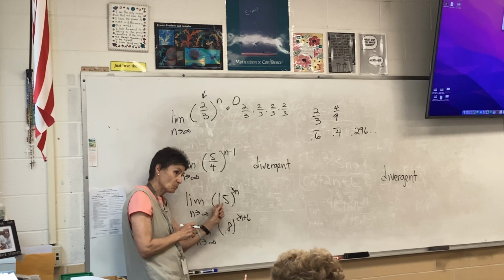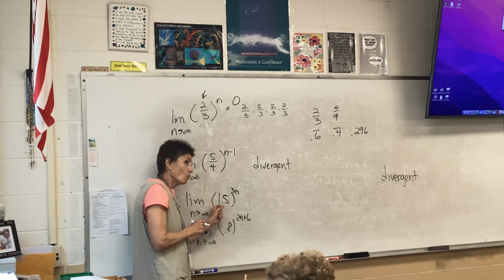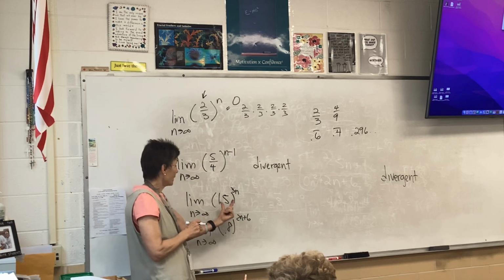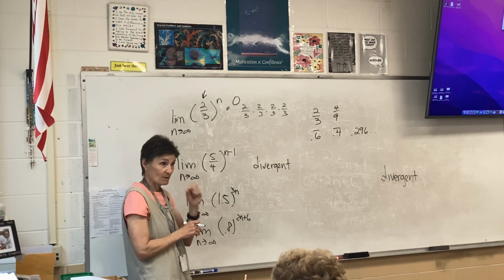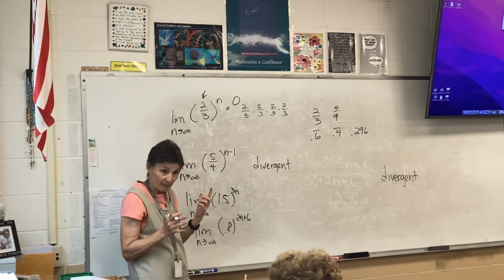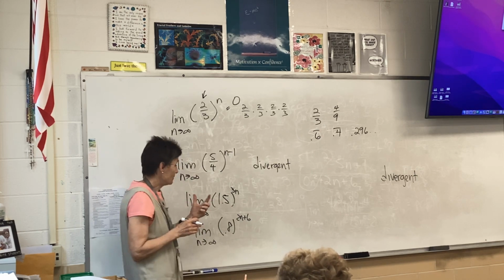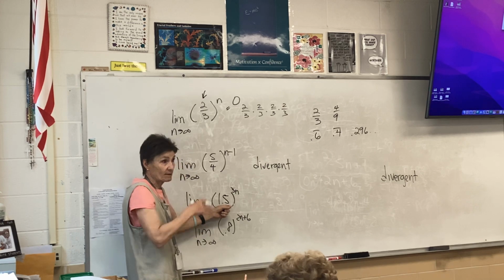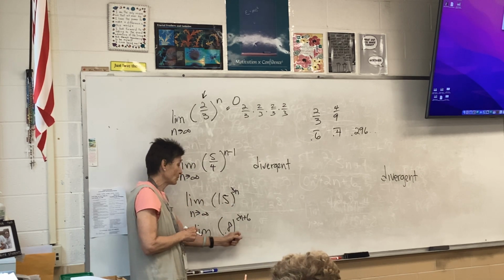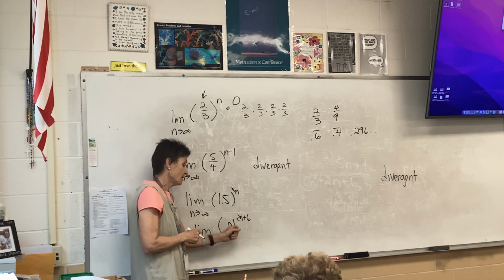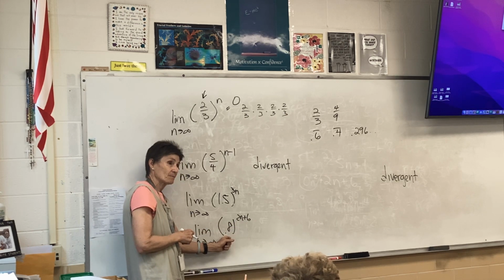What's gonna happen to this one? What's gonna be the answer to this one? Divergent. When you have an exponential, a number to a power, your limit is either going to be 0 or no limit, okay? This one is no limit, divergent, infinity. What about this one? Again, we're not concerned with this. That one's gonna go to 0.